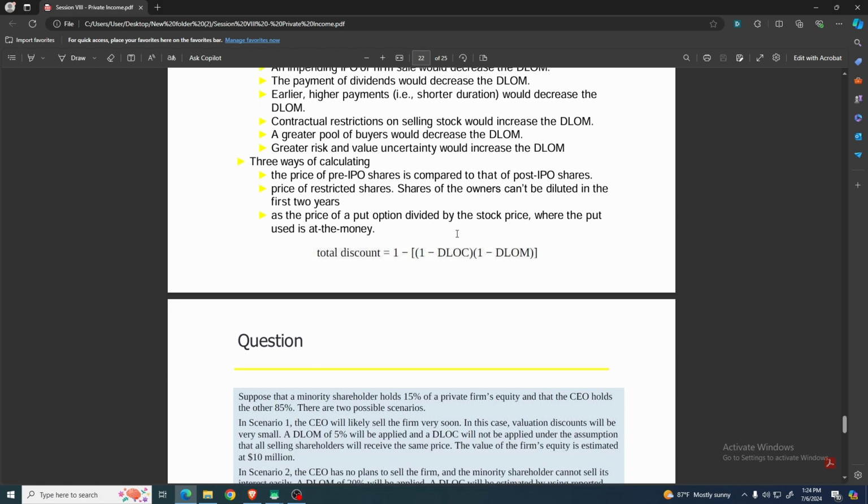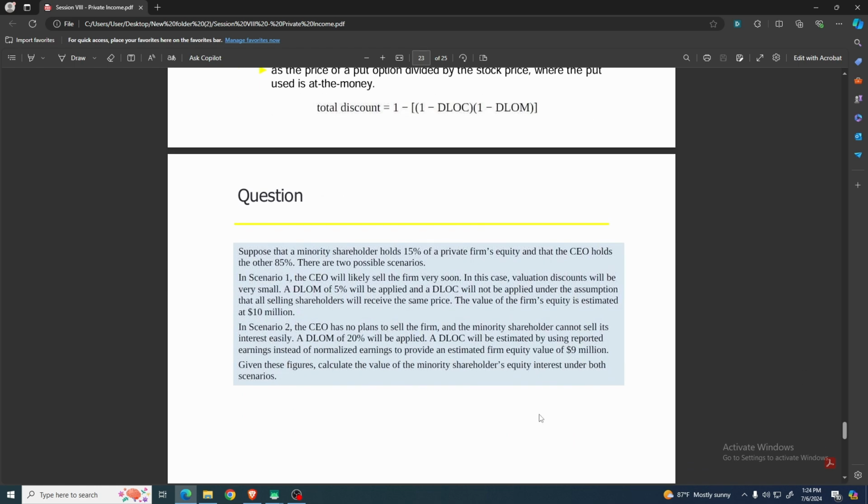Right? So here you have a question. It says the minority shareholder holds 15% of the private firm's equity, and the CEO holds the 85%. Two scenarios can be applied. First one: the CEO will likely sell the firm quite soon. In this case, the valuation discount will be quite small. A DLOM of 5% will be applied, and a DLOC will not be applied under the assumption that all selling shareholders will receive the same price. The value of the firm's equity is 10 million.